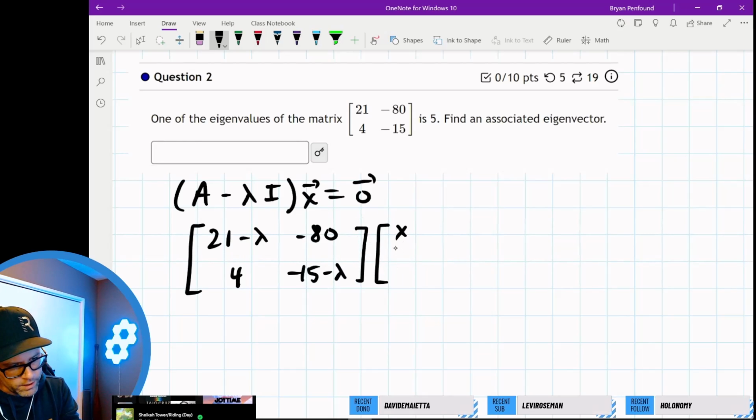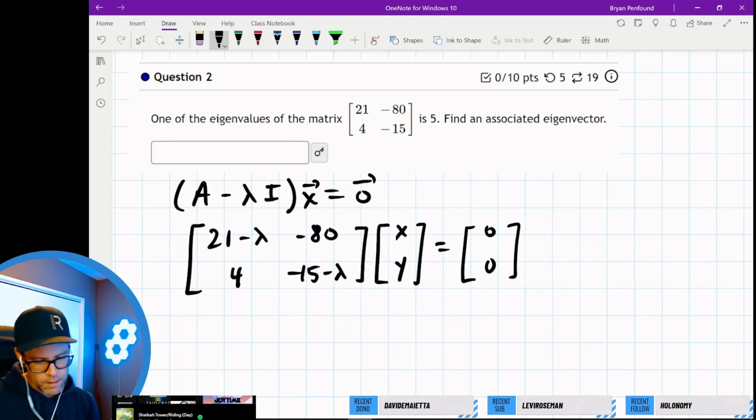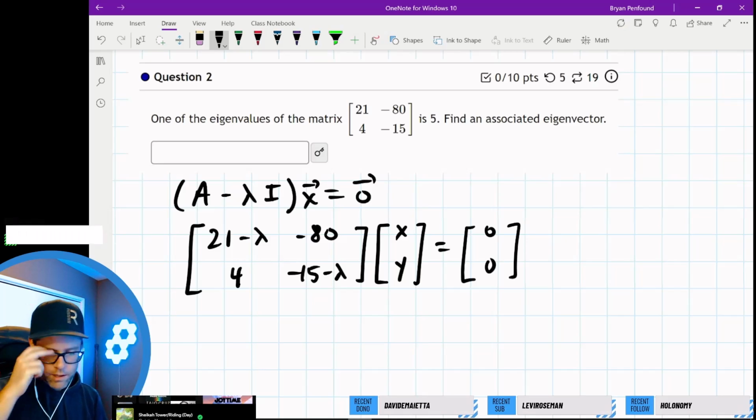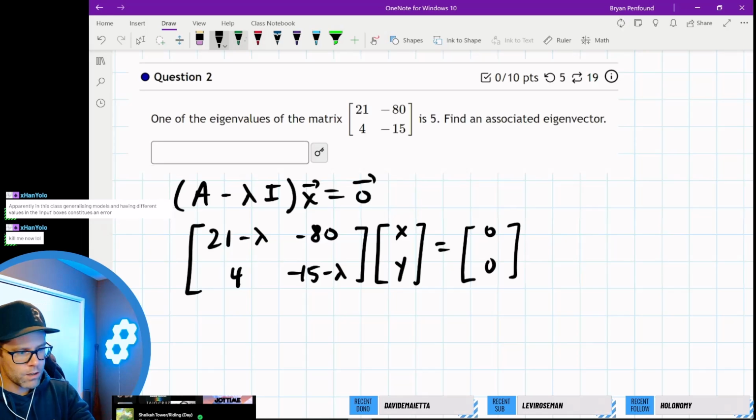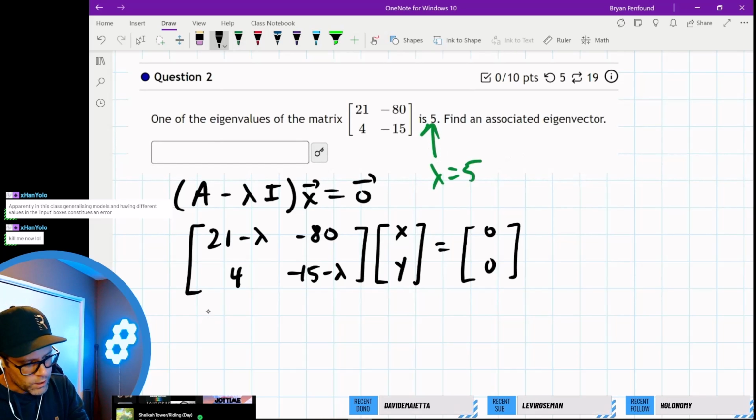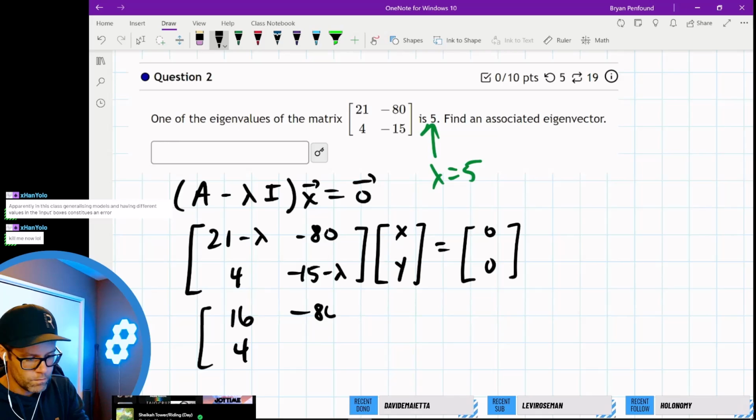Then we have some 2 by 1 x vector, and then the constants, which are both going to be 0 because we've created this homogeneous system. We know that lambda is equal to 5, so we can put 5 in. And if we put that in, what do we get? 21 take 5 is 16, and then negative 15 take 5 more would be negative 20.